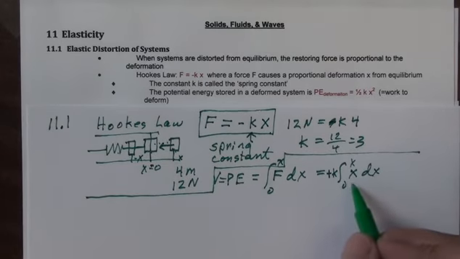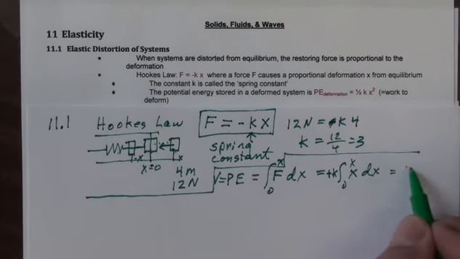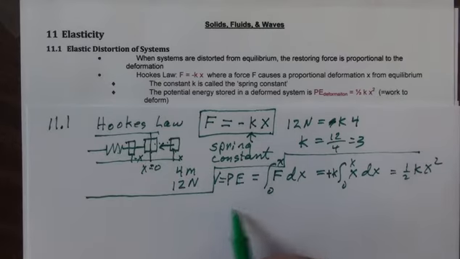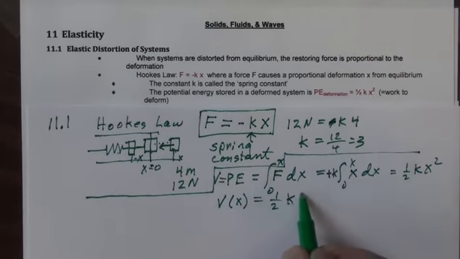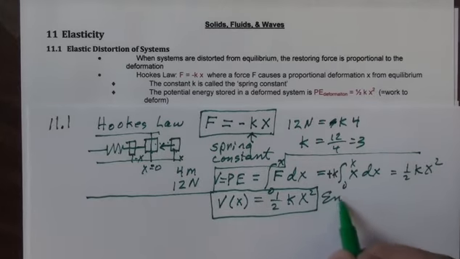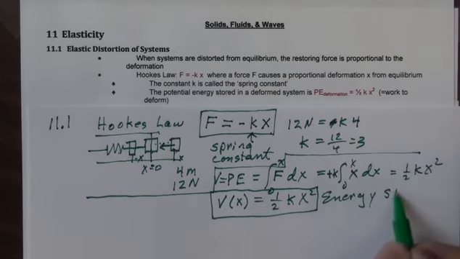Now we know how to do the integral of x dx, and that's going to be equal to 1/2 k times x squared, evaluated between x and 0. So if I evaluate at 0, I get nothing. Evaluated at x, I get this. So we conclude that the potential energy, V of x, is equal to 1/2 k x squared. This is how much energy is stored in a spring. The energy stored is equal to the work it takes to stretch it out there.